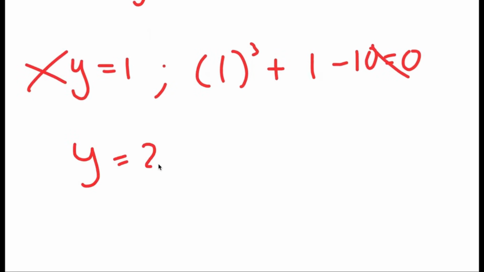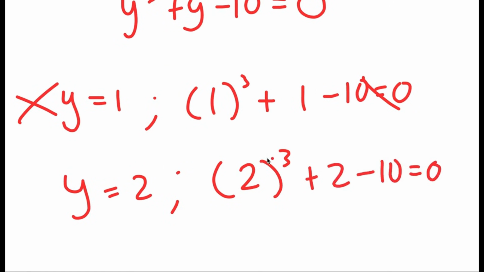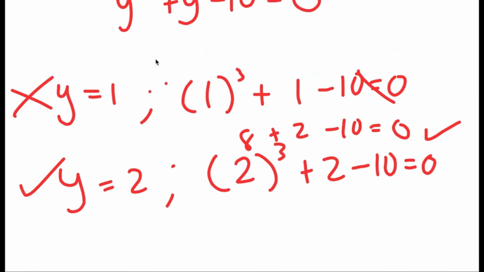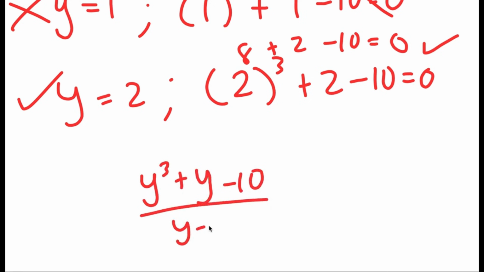Now I'm going to try y equals 2. So when y equals 2, I get 2 to the power of 3 plus 2 minus 10 is equal to 0. Now 2 to the power of 3 is 8, so I have 8 plus 2 minus 10. 8 plus 2 is 10, 10 minus 10 is 0. So this works, meaning y equals 2 is the solution. So what I'm going to do is divide y to the power of 3 plus y minus 10 by y minus 2, because y minus 2 equals 0, well, y equals 2 is the solution.